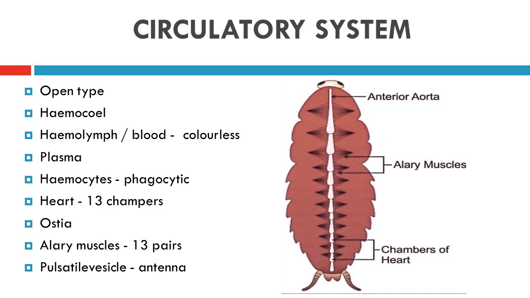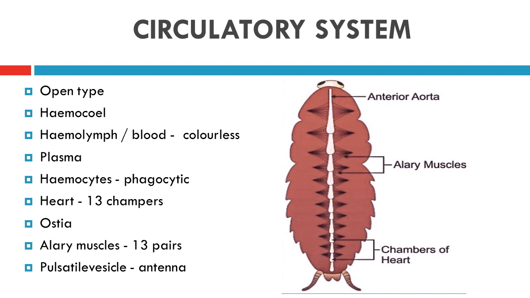If you see each and every chamber, there will be a hole on both sides because it is connected with the next chamber. That hole is known as ostia, right? Okay.